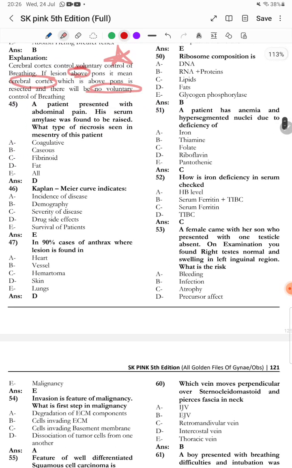A patient presented with abdominal pain. His serum amylase was raised, okay. What type of necrosis is seen in mesentery of this patient? So it is fat necrosis.